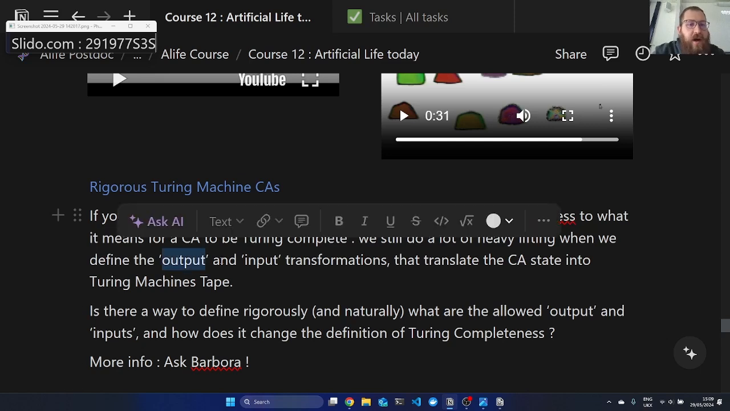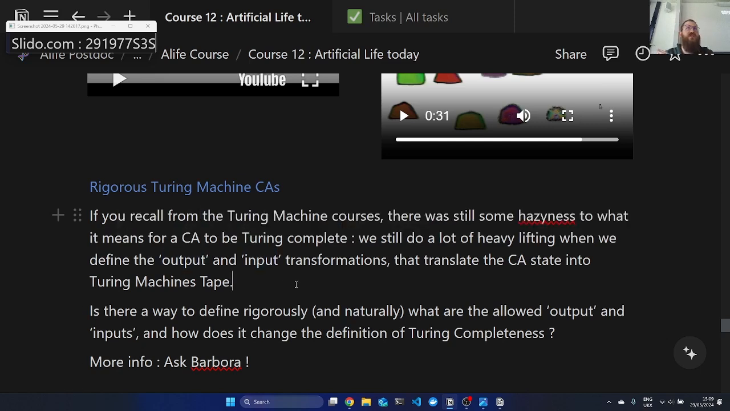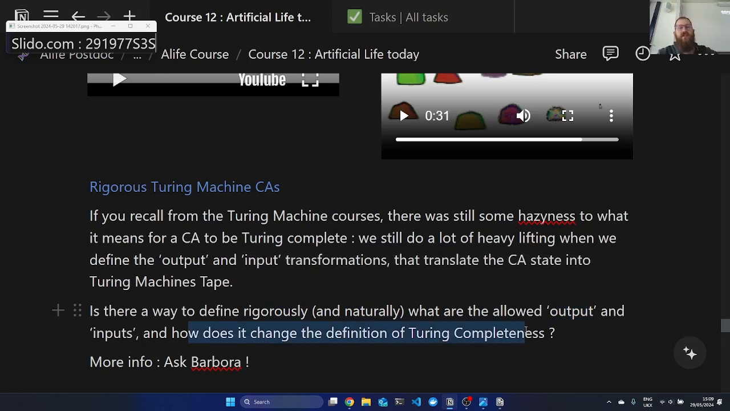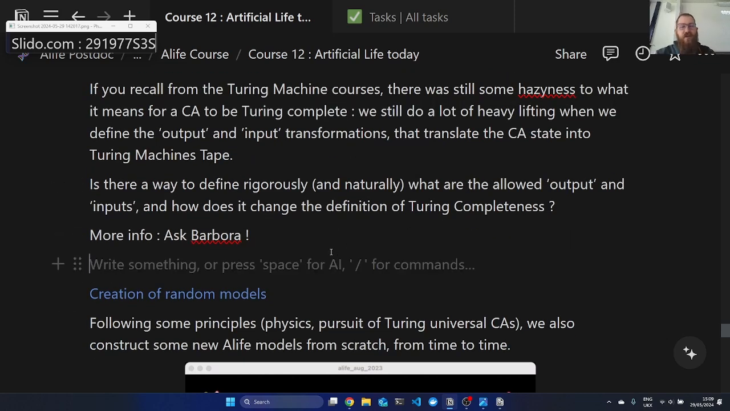So you might ask, what if the input and output transformations actually do the full computation? You might say the input would be just run the Turing machine, set it into the CA, do nothing with the CA, and then read it back. So the question is, is there a way to define more rigorously and naturally what the allowed inputs and outputs are, and how does it change the definition of Turing completeness? Do we still have that all these CAs are Turing complete, or is it actually much more stringent? For more info, you can ask Barbara, who is working on this more closely and knows more about this than me.